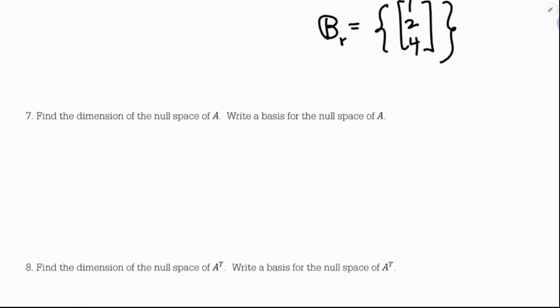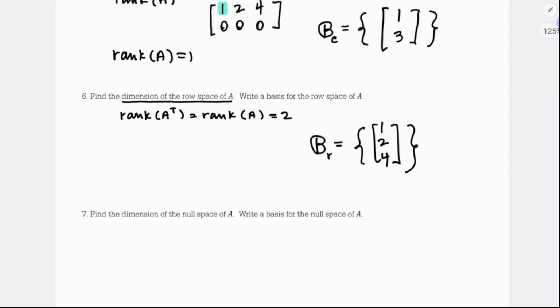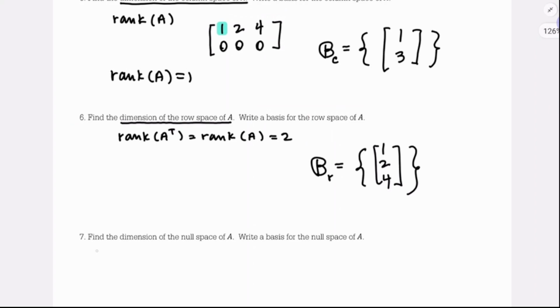All right, find the dimension of the null space. Okay, we're going to need to use the rank nullity theorem, but we already found the rank was 1, so if the rank of A is 1, and A has 3 columns, then that means the nullity of A is going to have to be 2.